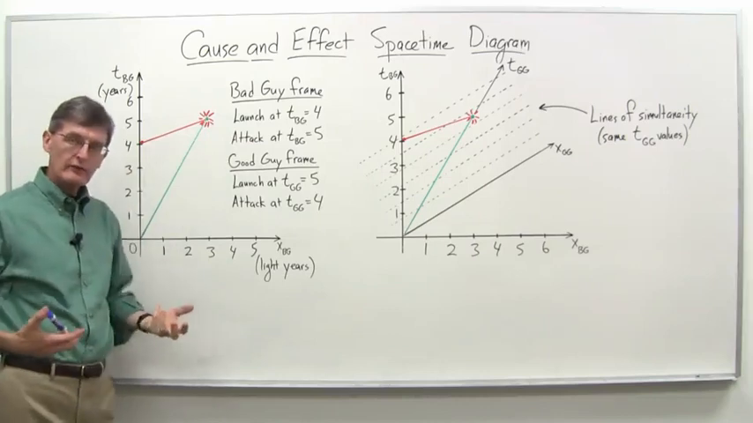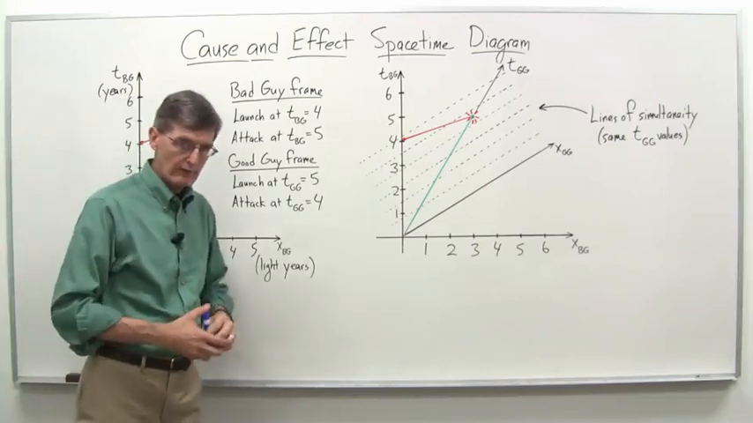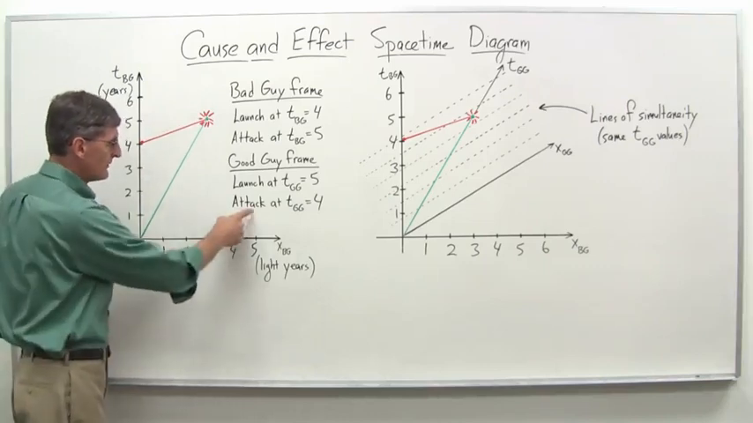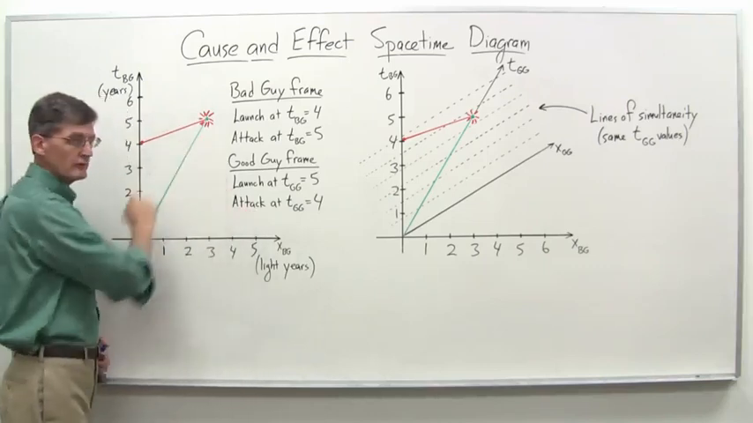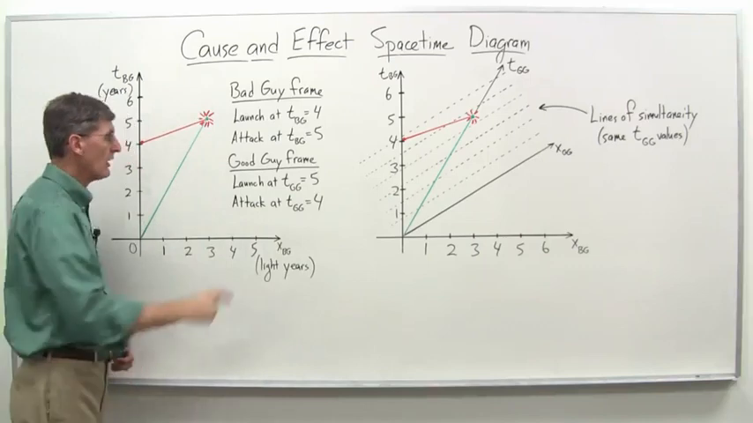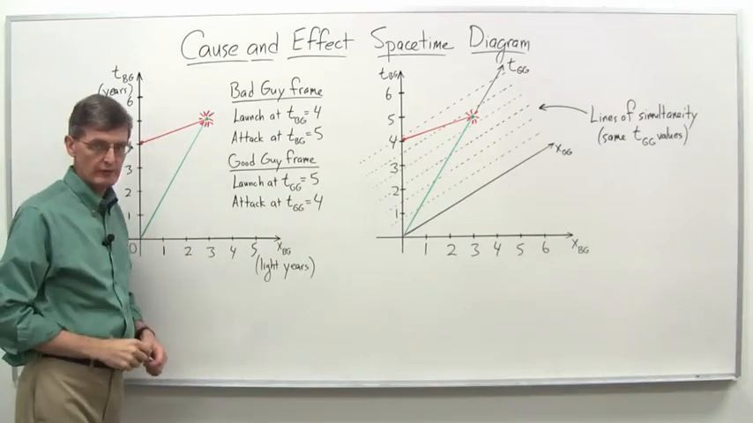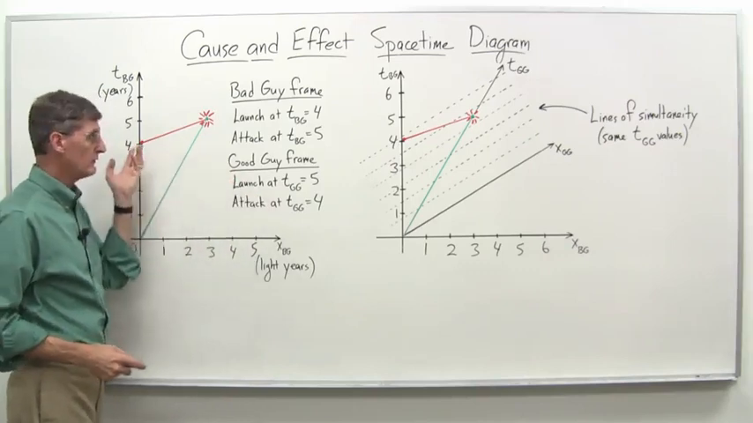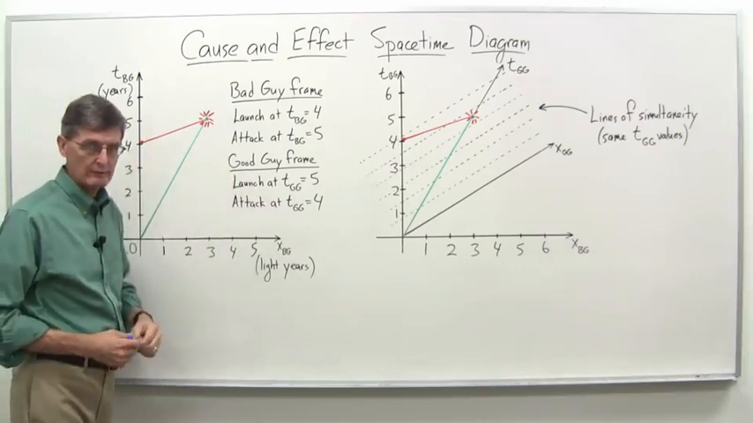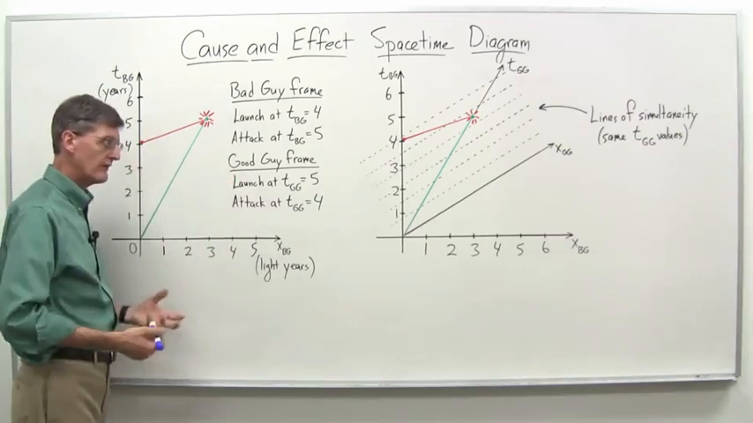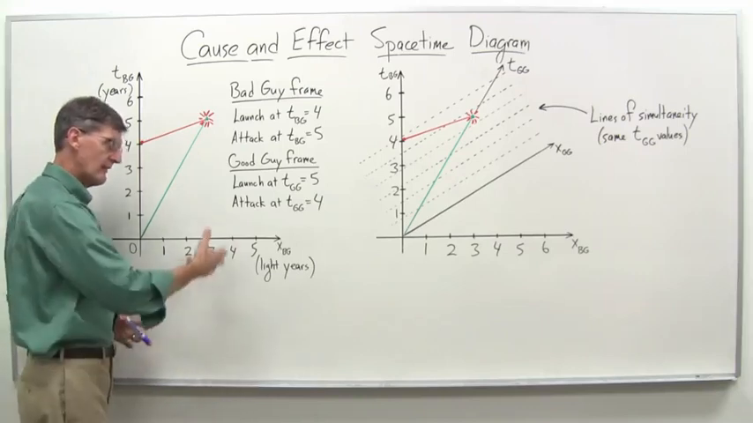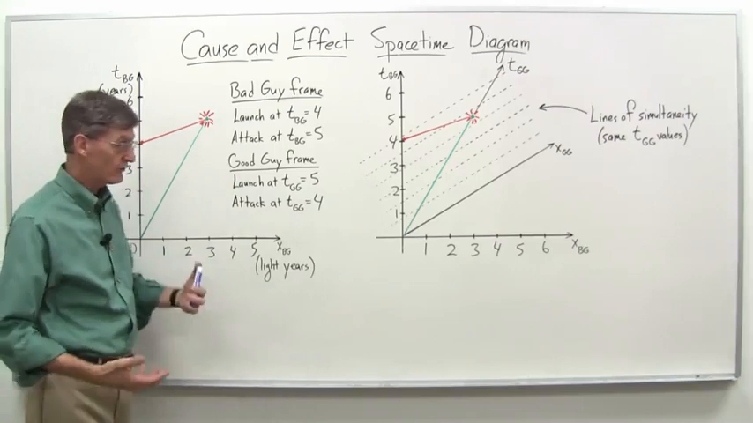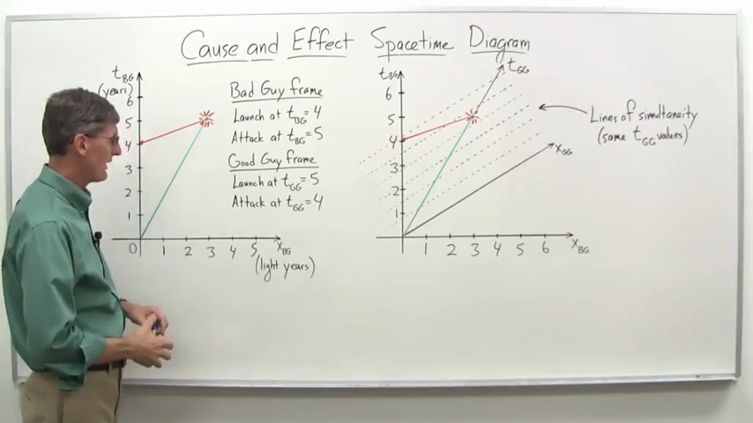And then we analyzed it from the good guy's frame of reference using the Lorentz transformation and discovered that the attack occurred at 4 years in their frame of reference, but the launch occurred at 5 years. In other words, the attack occurred even before the super spaceship had been launched, and therefore clearly a violation of cause and effect. You can't have an attack if the spaceship hasn't maybe even been invented yet and certainly hasn't been launched at that point.